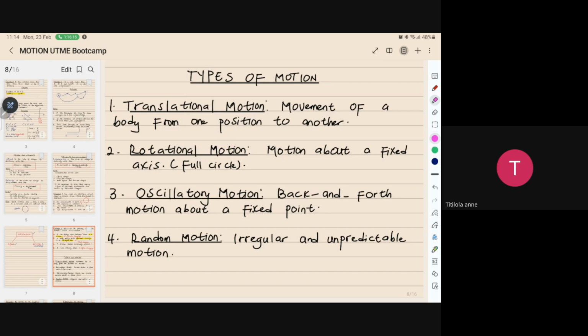Next one is rotational motion. Motion about a fixed axis, moving in a circle, right? Example is your fan that is rotating. Even the tire of your vehicle is also rotational motion.